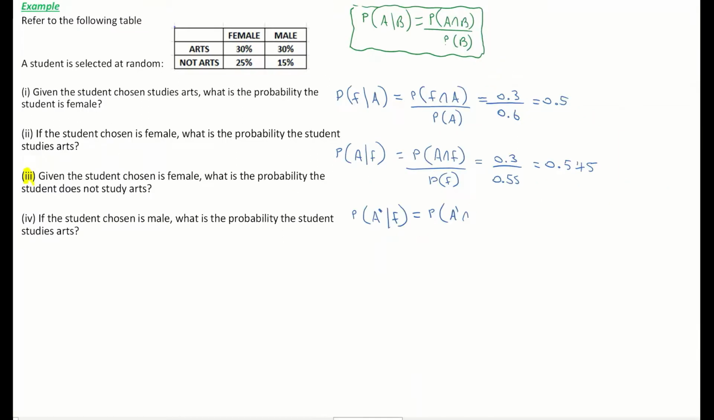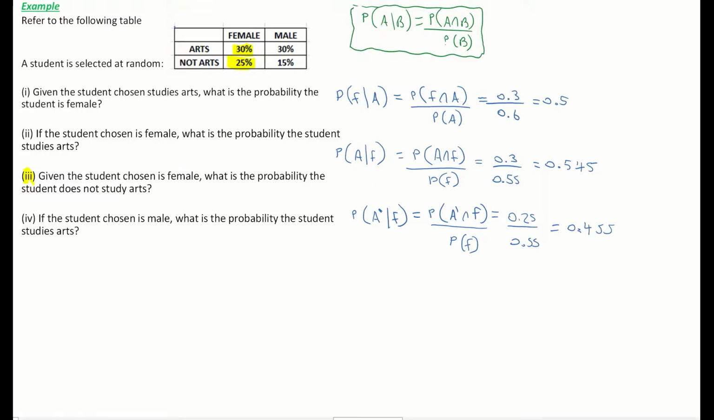So that is now equal to, and it's all divided by the probability of female, and the non-art students intersecting with female is 0.25 or 25%. So I'm going 0.25 all over the probability of a female, which is the 30% plus the 25%, which is 0.55. And if we simplify that, I'm getting 0.455. So the probability of a student not studying arts, given that the student is a female, is 45.5%.